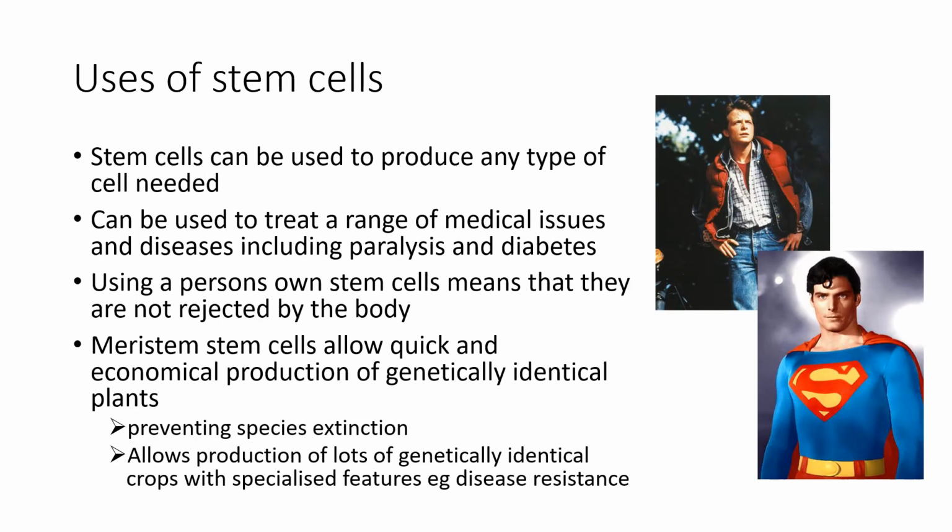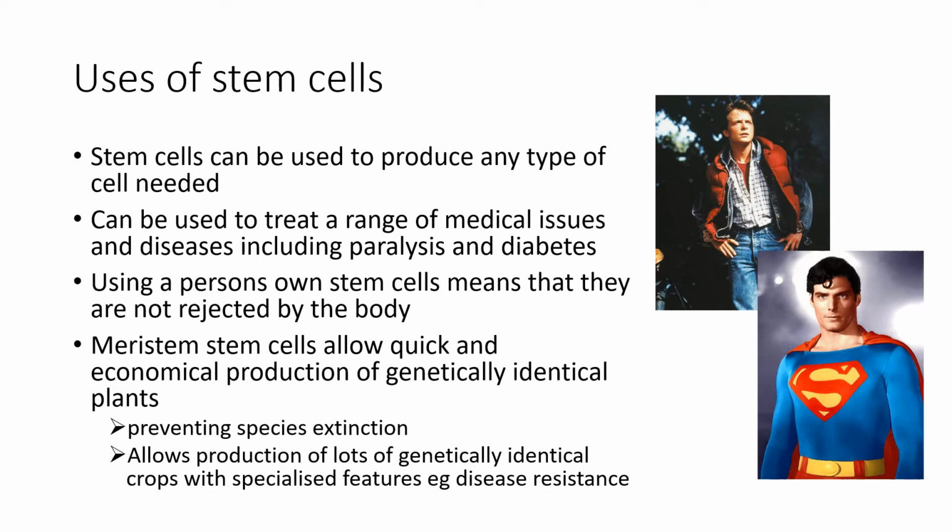So stem cells can be used to treat a number of conditions. For example, paralysis caused by damage to nerve cells. Well, if we can take stem cells from somewhere else in a person's body, we can then change the DNA inside those stem cells and we can regrow the nerve cells that are damaged. And we can essentially cure someone of paralysis.